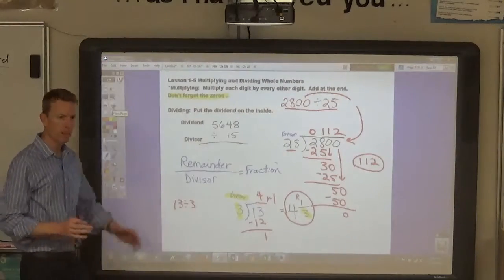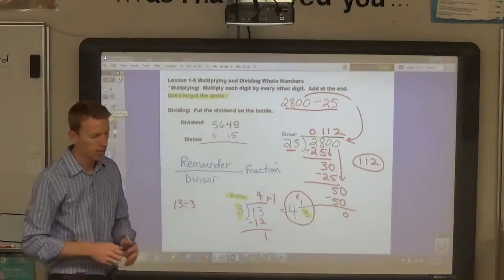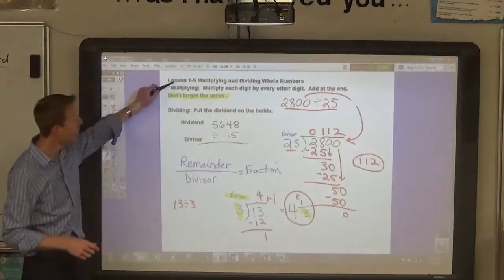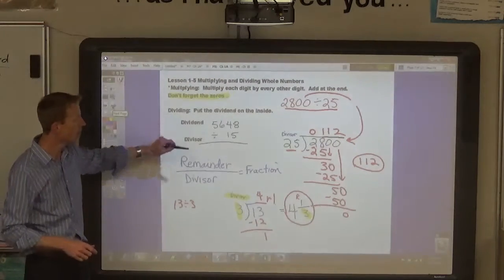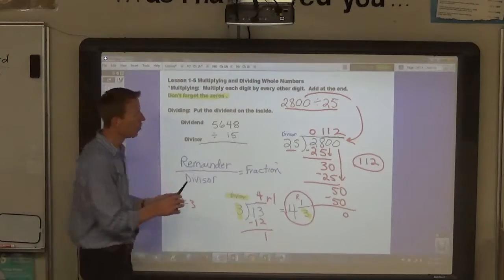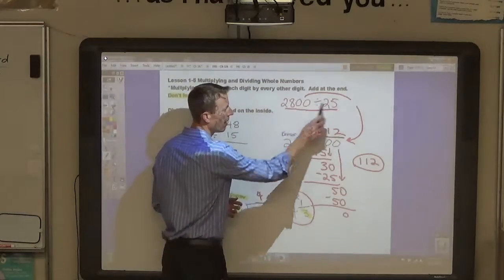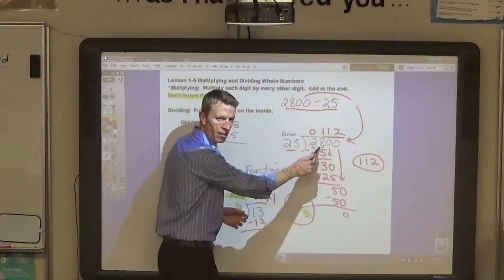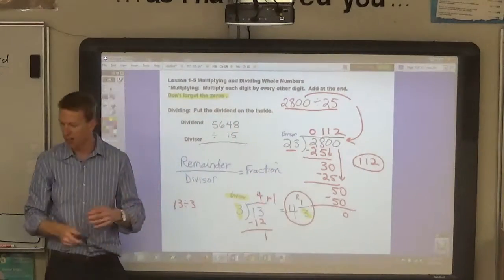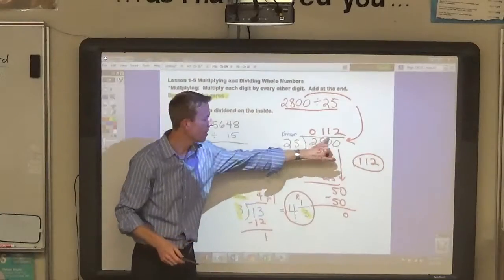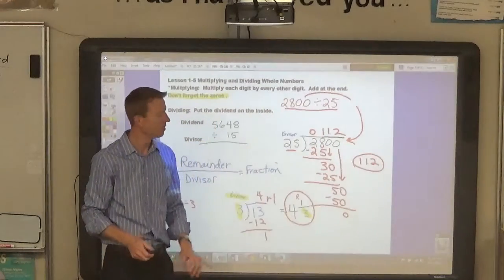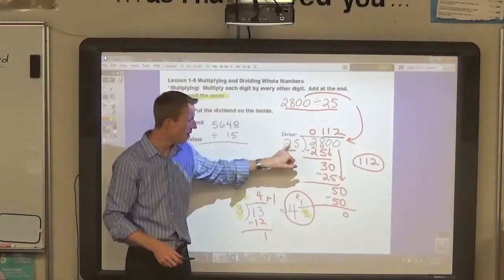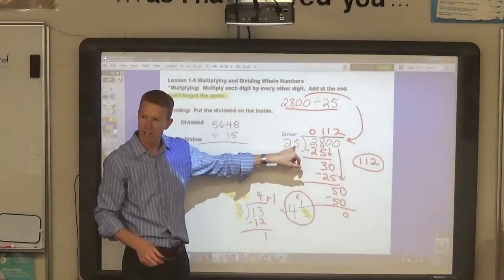Making sure you line up the decimal places, line up the place values. In multiplying and dividing, we talked about using, whenever the division is written this way, the first number always goes inside of the house, or whatever you're calling that. Inside of the shed. Okay? That's called the dividend. The number outside is called the divisor.